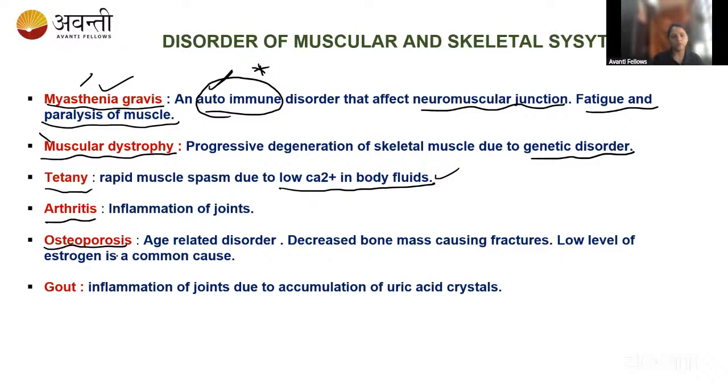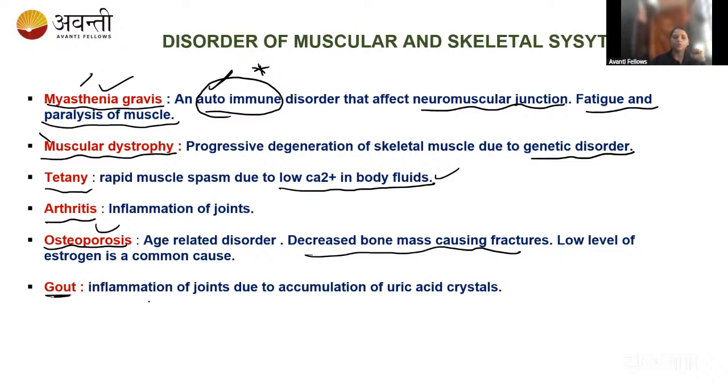Then coming to osteoporosis, it is an age-related disorder. For example, in women, when menopause happens and the menstrual cycle stops, estrogen secretion becomes very low, right? Low level of estrogen. Due to that, it causes osteoporosis, decreased bone mass. The calcium from the bone is released into the blood for utilization, so the bone mass goes on decreasing. So that is osteoporosis.